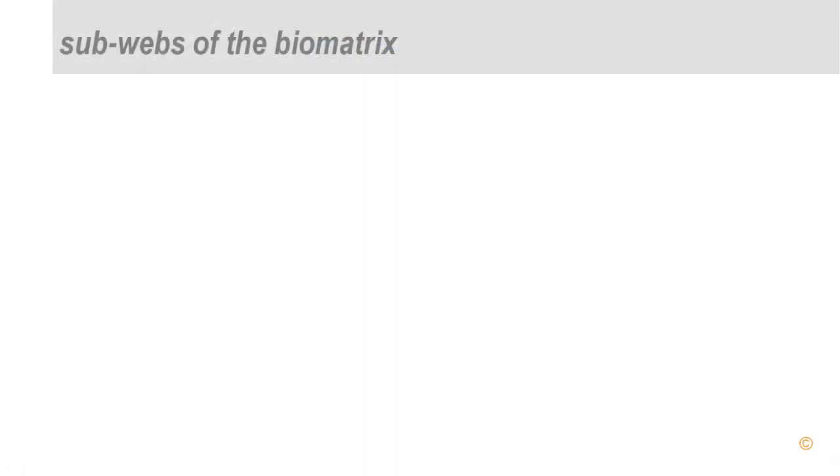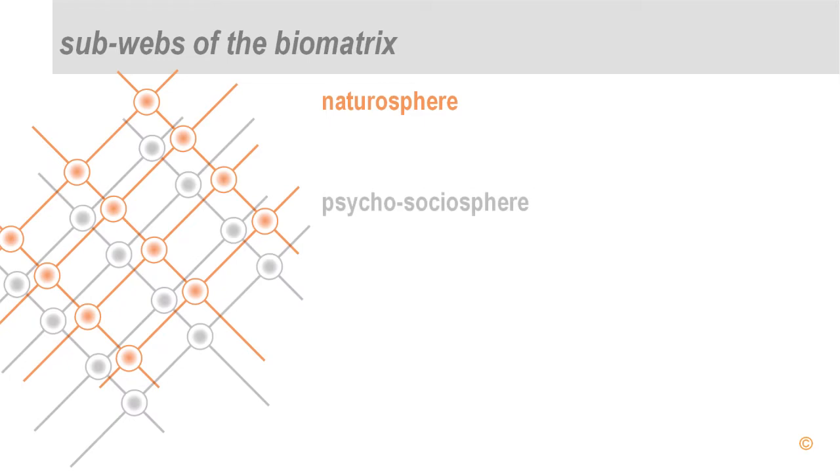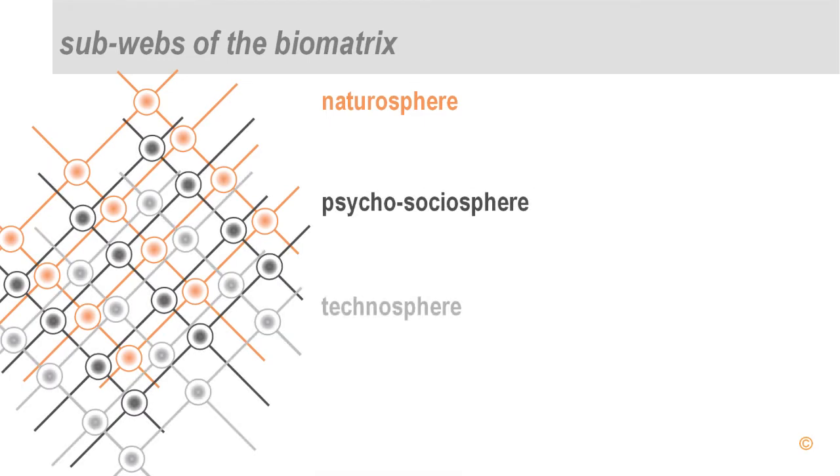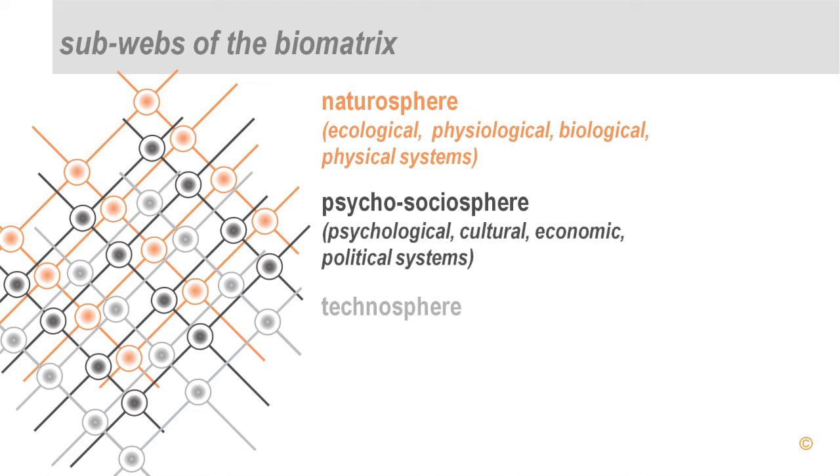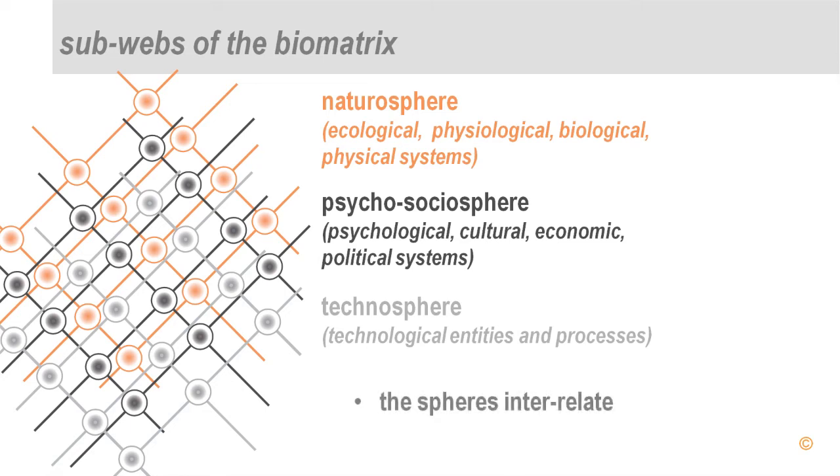We can also look at the subwebs of the biometrics, the naturosphere, psychosociosphere, and technosphere. The naturosphere includes ecological, physiological, biological, physical systems. Psychosociosphere includes psychological thinking, feeling, and so on, as well as cultural, economic, and political systems. And the technosphere is concerned with technological systems and processes. These different spheres and the systems within these spheres interrelate with each other.